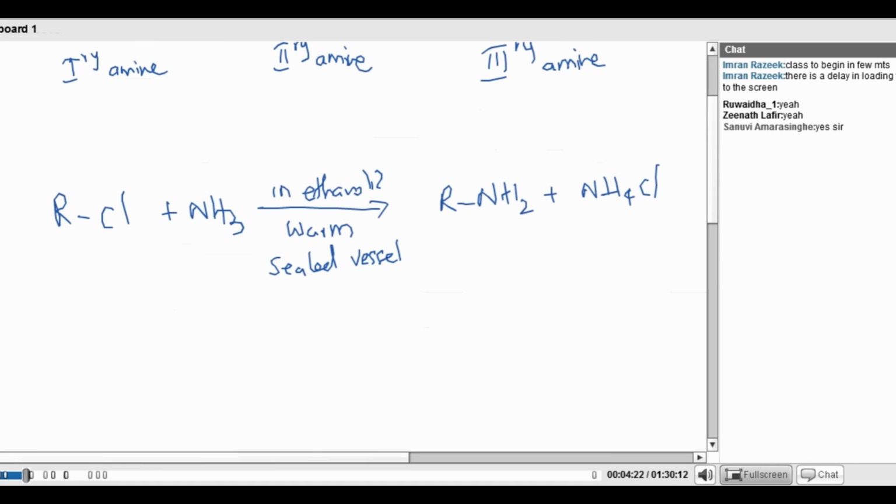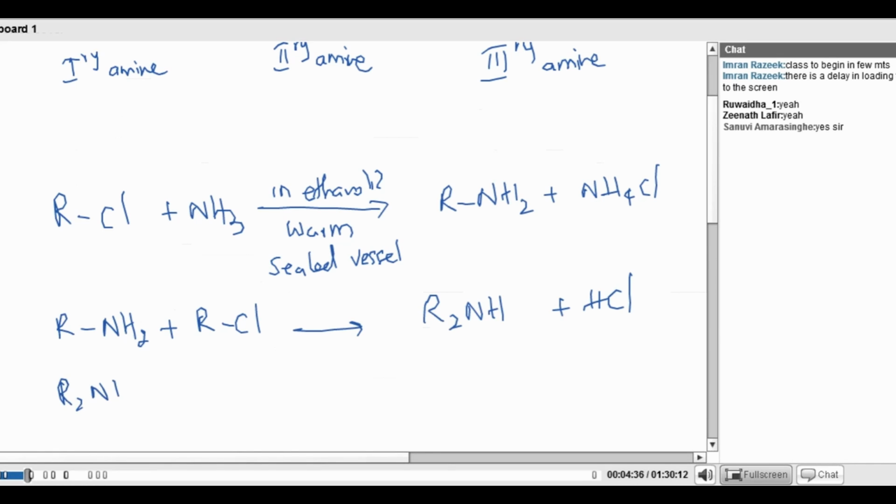So once you produce a primary amine, this primary amine can further react with more haloalkane, and that will result in a secondary amine. And the secondary amine can further react with haloalkane and result in a tertiary amine. Once the primary amine is formed, you have to further add excess haloalkane, and the primary turns into secondary amine. Secondary amine will turn into the tertiary amine, right? So is that clear?